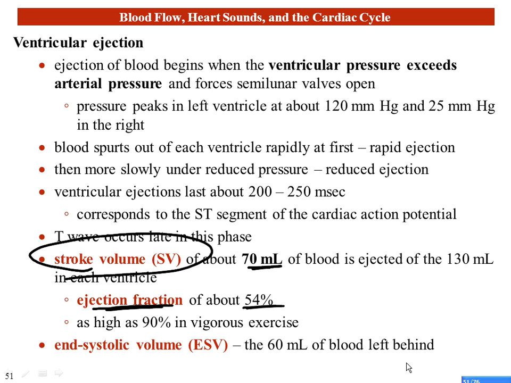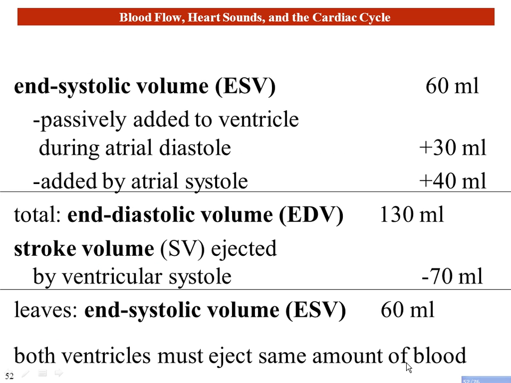Now, when you exercise, that increases. It can increase up to 90% when your heart starts to contract with more strength. So to put some numbers to this, to show you where the numbers are coming from, essentially, we have our end diastolic volume.